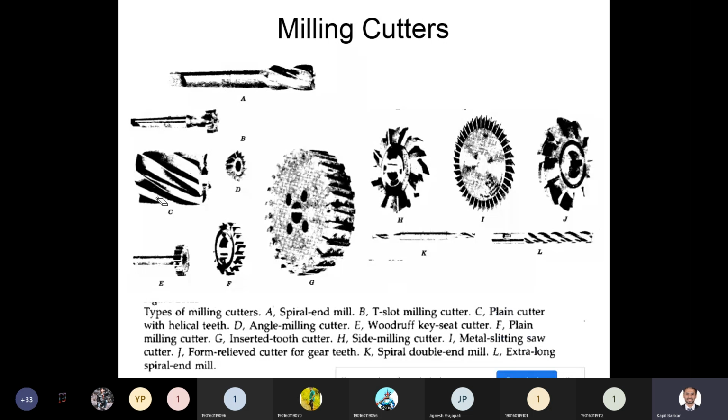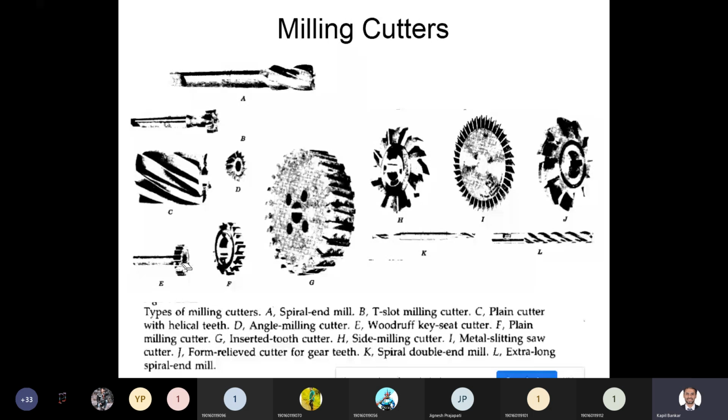See, this is a plain cutter with helical teeth. This is a plain cutter, and it can be fitted on the arbor in a horizontal milling machine. And here helical teeth are there. That's why it is known as plain cutter with helical teeth. Then this is the angle milling cutter. Okay, so in an angular direction you can cut your metal. So it is called angular milling cutter.